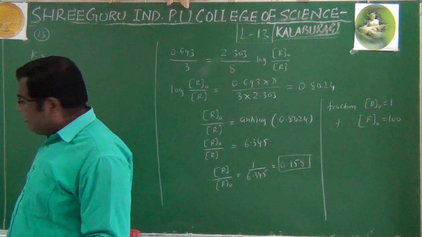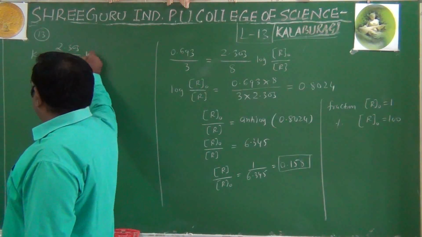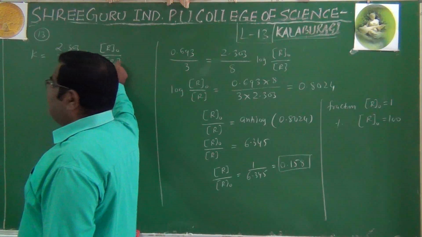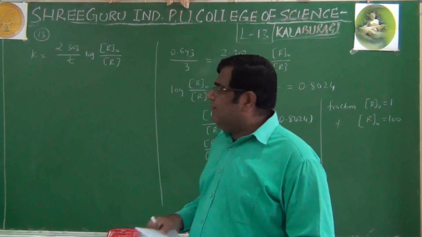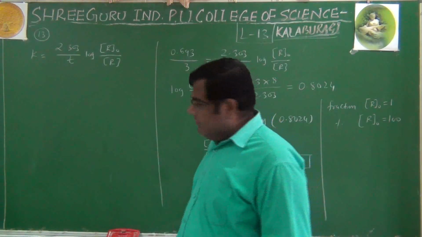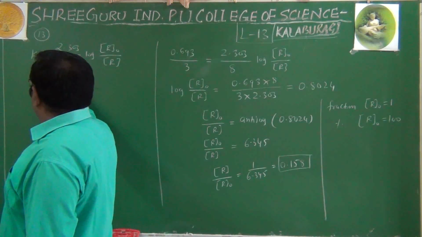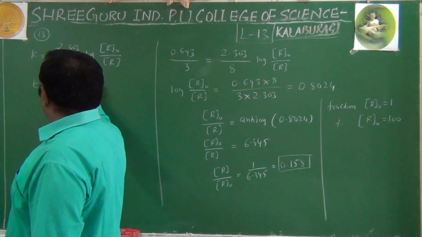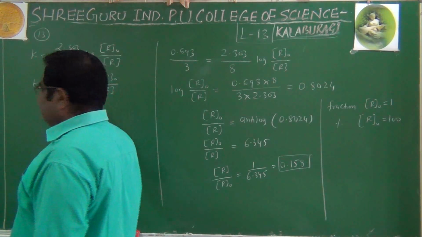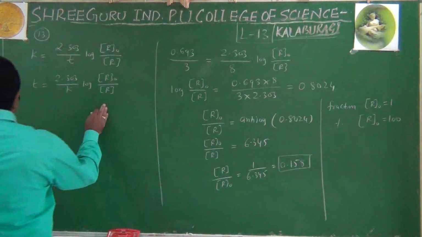As they said, it is a first order reaction, so we can say k equals 2.303 by t log of R0 by R. We can write it like this and then rearrange: t equals 2.303 by k log of the initial molar concentration over the concentration at time t.